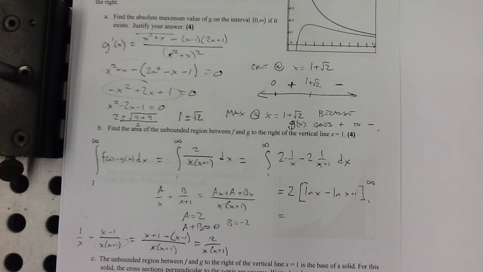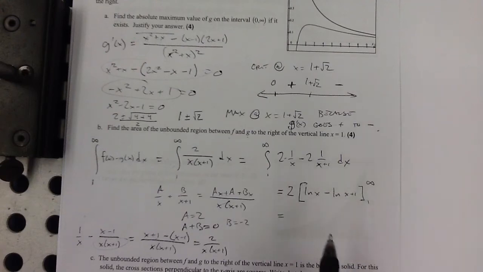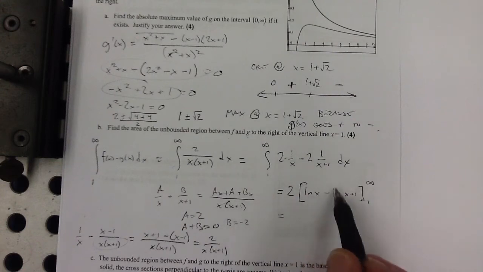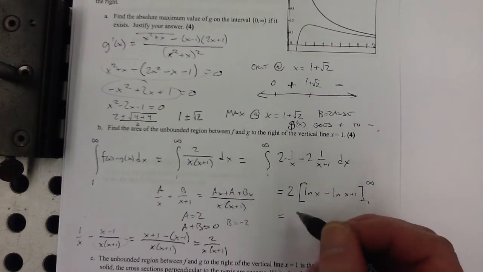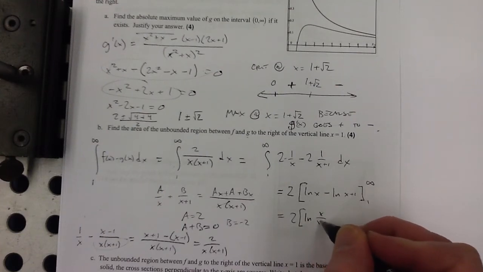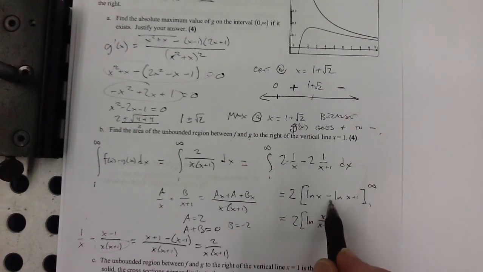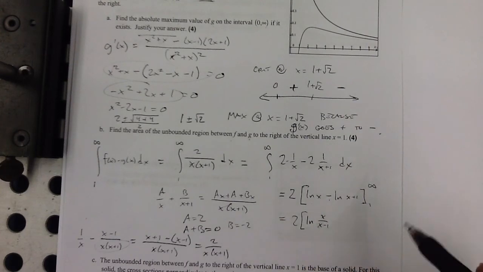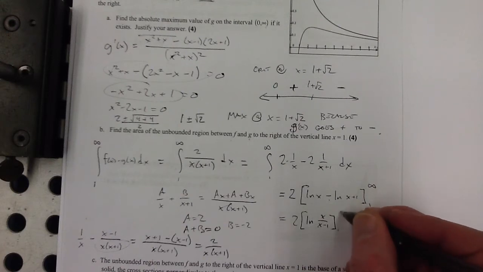Now, the next thing that you really should do here, if you go ahead and try to plug the infinity in, you get natural log of infinity minus natural log of infinity, which is really an indeterminate form, because you don't know which one of those infinities is bigger or racing off to infinity faster. So what we should do here is use logarithm rules to consolidate this into one logarithm. It would be natural log x over x plus 1, right?